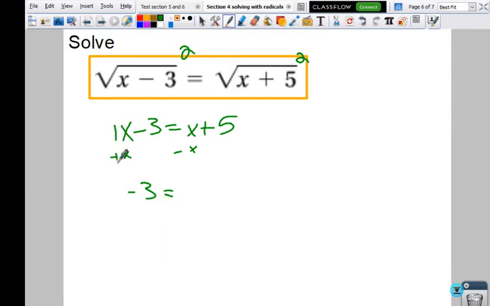Okay, on the next side, same thing, right? The x's are gone. We get negative 3 equals 5.